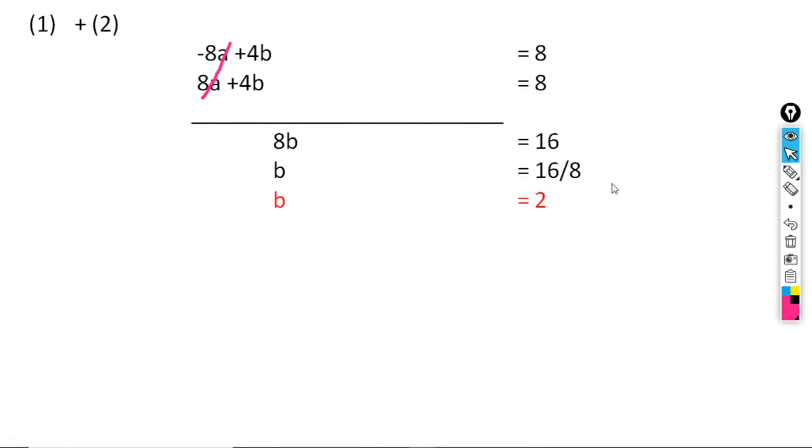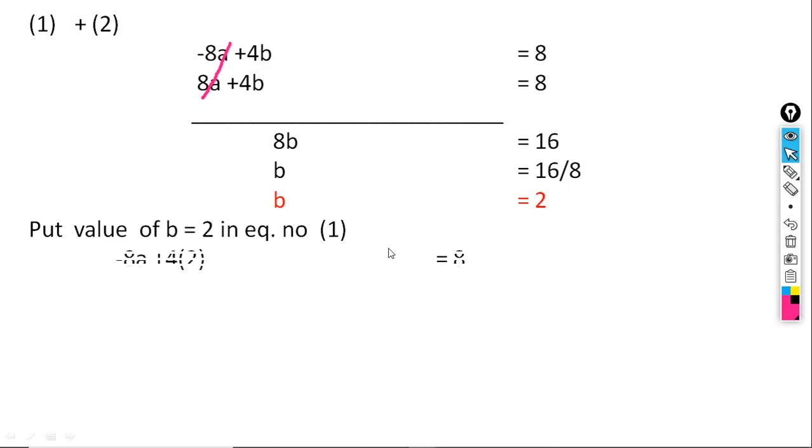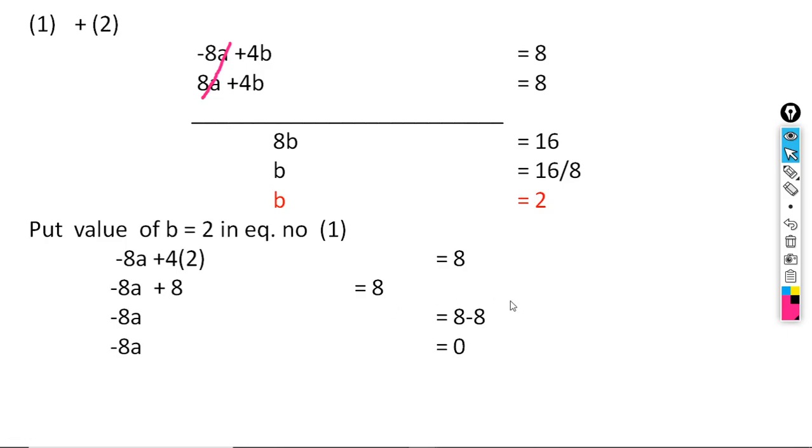Next step, substituting b equals 2 in the first equation. This is the first equation. We'll substitute in this. By substituting this, we get minus 8a plus 4 times b, meaning 2, is equal to 8. Minus 8a plus 8 is equal to 8. 8 minus 8, the right hand side becomes 0. And the value of a comes to be 0. So this is the value of a, we get 0, and the value for b is equal to 2.